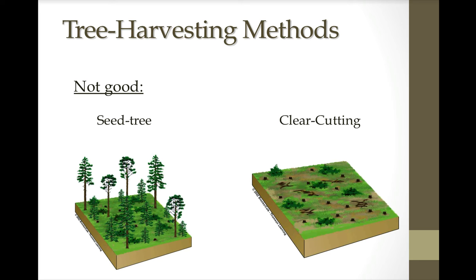So clear cutting basically completely destroys the forest habitat and converts it to another type of habitat. Could be an open meadow or it could be agricultural fields.